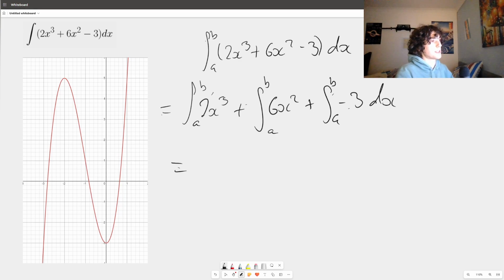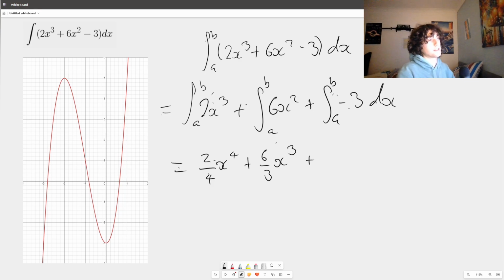Well, 2x cubed, we're going to raise our power of x by 1, so this is going to become x to the 4, and then we are going to divide our coefficient of x cubed by our new power, so this becomes 2 over 4 x to the 4. We're then going to add the integral of 6x squared, so this 2 is going to be raised to a 3, as we need to raise our power by 1, and then we are going to divide our 6 by our new power, so this is going to become 6 over 3 x cubed.